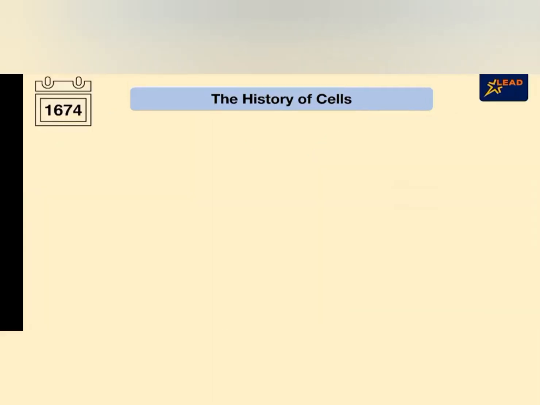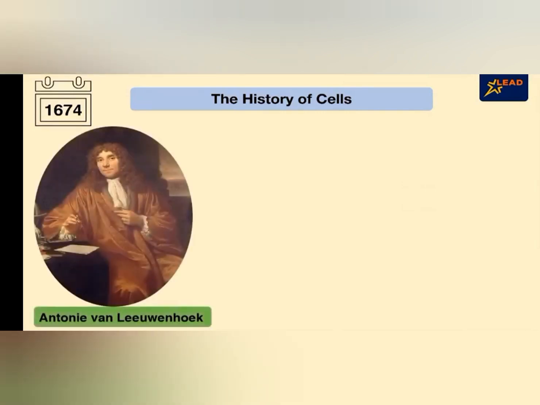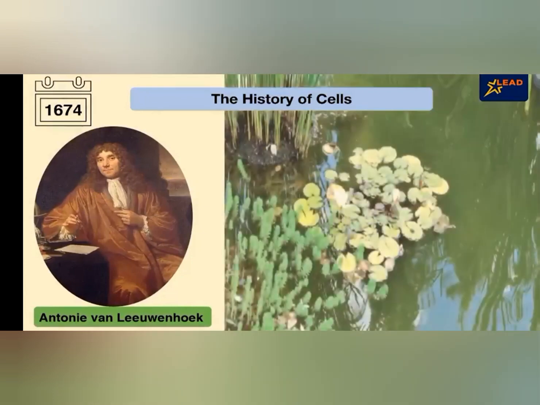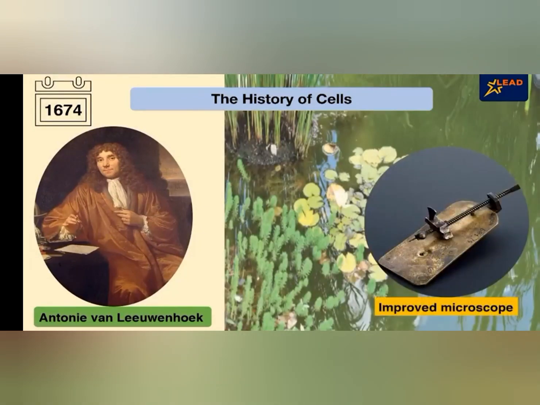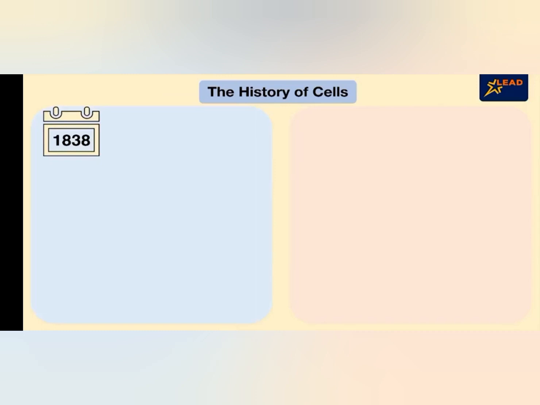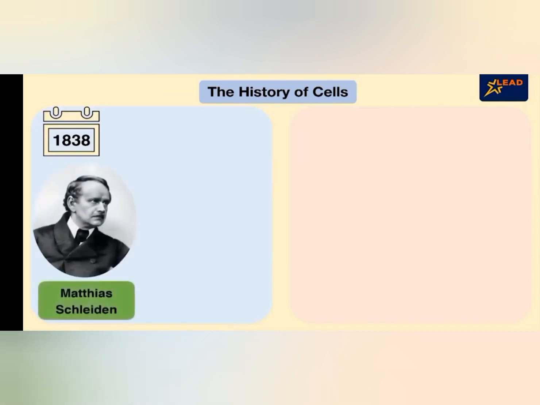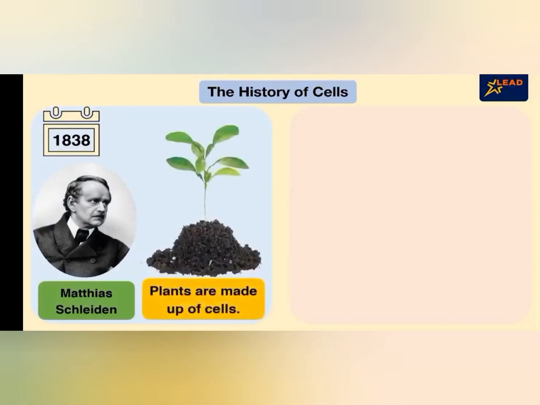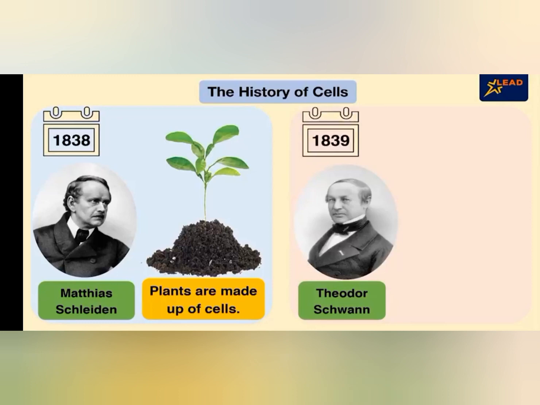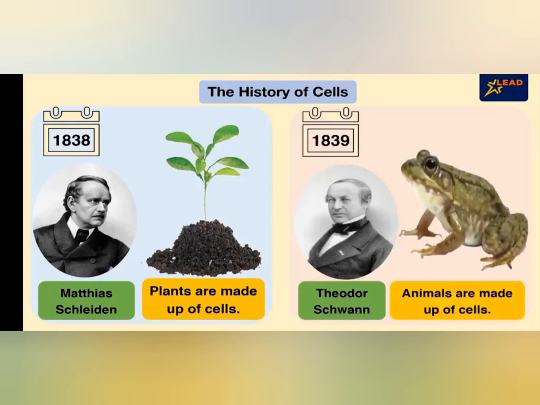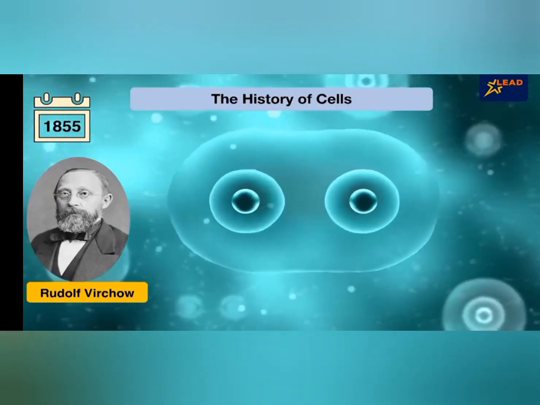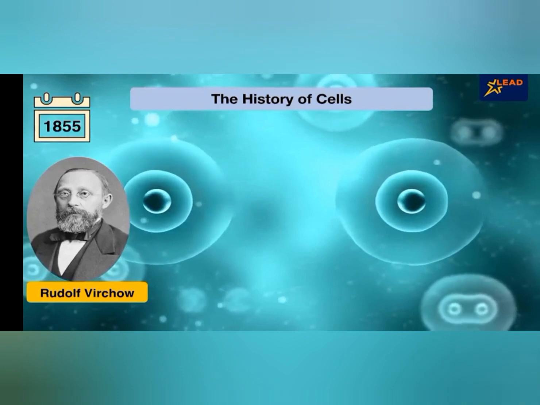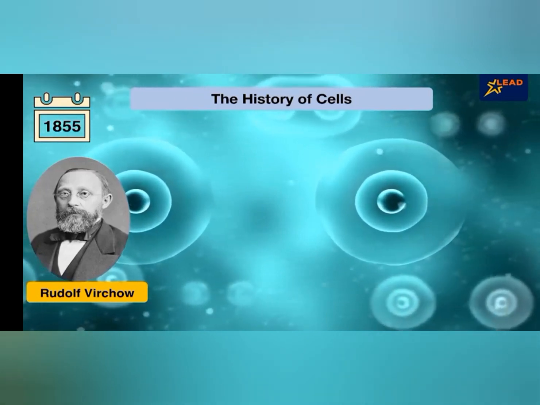A short period after Hooke's discovery, in 1674, Antony van Leeuwenhoek discovered living cells in pond water using an improved microscope. In 1838, a scientist named Matthias Schleiden discovered that plants are made up of cells. The very next year, in 1839, another scientist named Theodor Schwann discovered that animals are also made up of cells. Later, in 1855, Rudolf Virchow discovered that all cells arise from pre-existing cells.